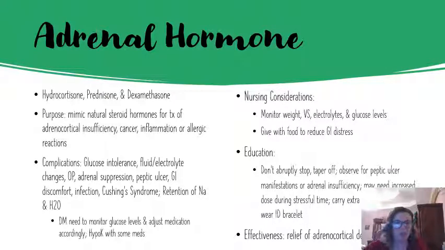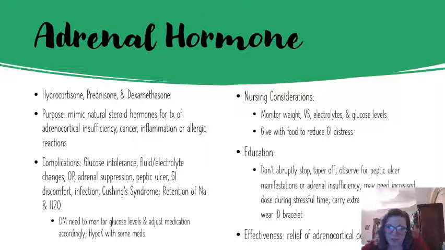Okay, adrenal hormone. This is going to be hydrocortisone, and then your glucocorticoids, which are prednisone and dexamethasone. The purpose is to mimic natural steroid hormones for the treatment of adrenocortical insufficiency, cancer, inflammation, or allergic reactions. We've talked about glucocorticoids for inflammation and allergies before, but now we're going to talk about it in the sense of adrenocortical insufficiency.